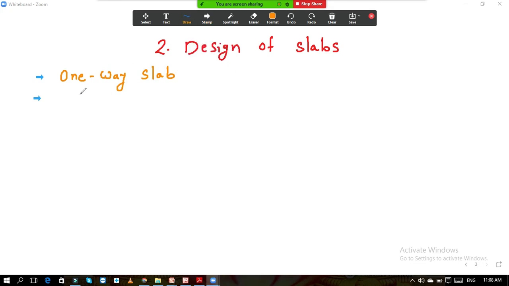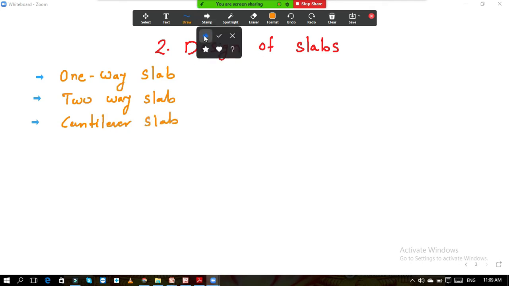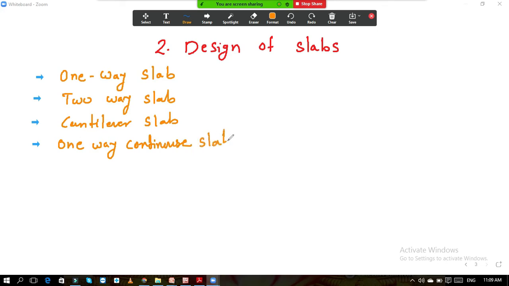Then second is the two-way slab. Third is the cantilever slab, then fourth is the one way continuous slab. The design of all these four slabs we are going to study in detail.